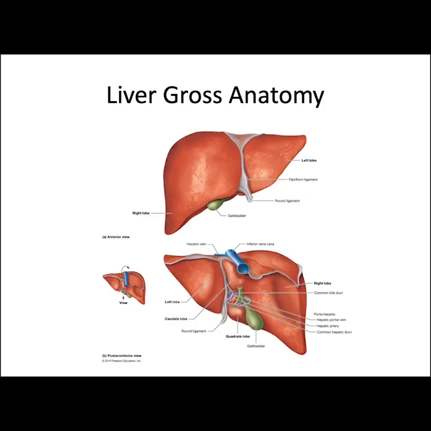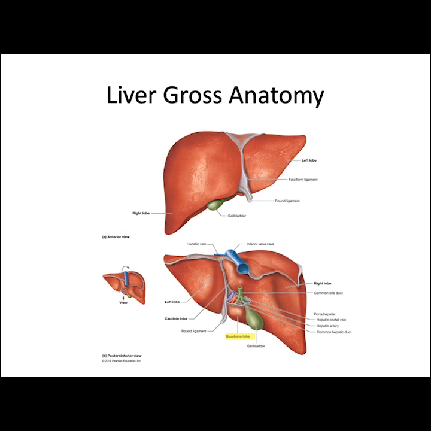Now let's look at the liver. We'll begin by looking at the gross anatomy of the liver. It is one of your largest organs, located within the upper right quadrant, up against the inferior portion of the diaphragm. It consists of 4 lobes: the right lobe, the left lobe, caudate lobe, and the quadrate lobe.